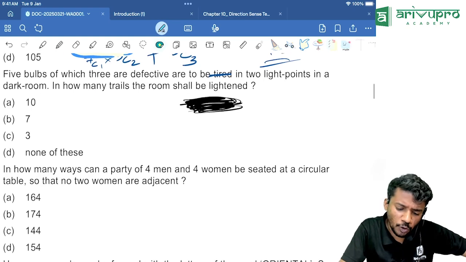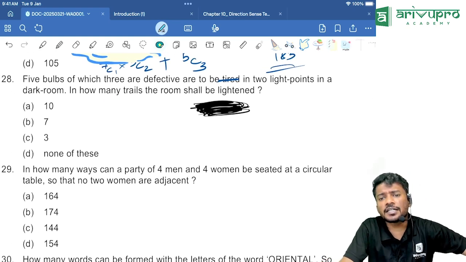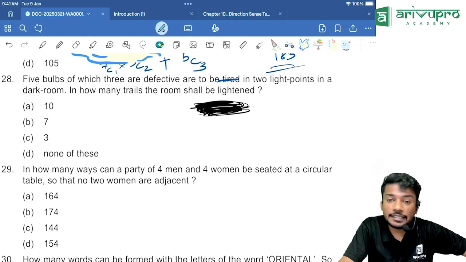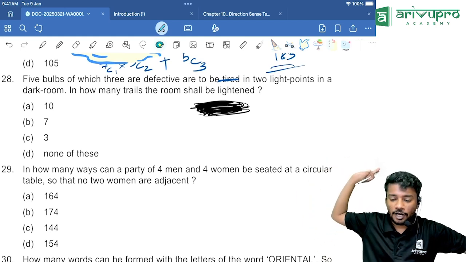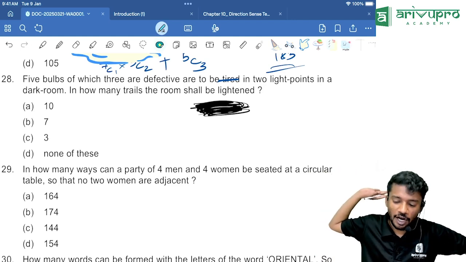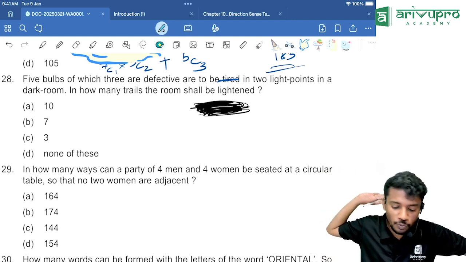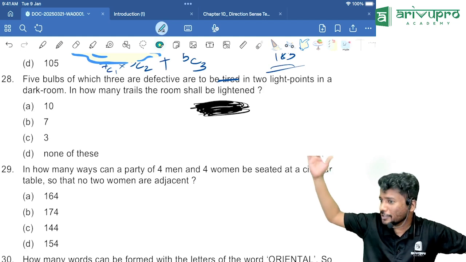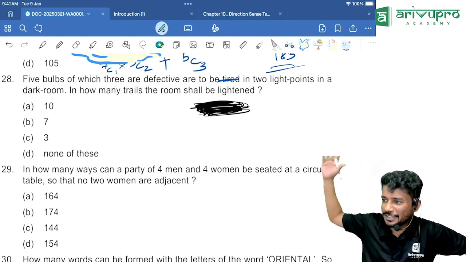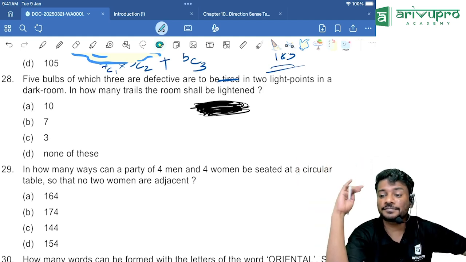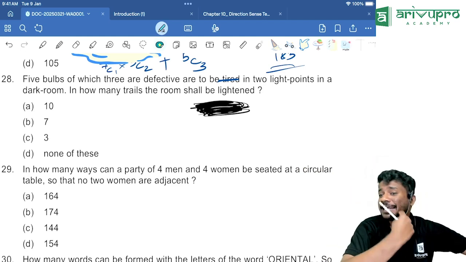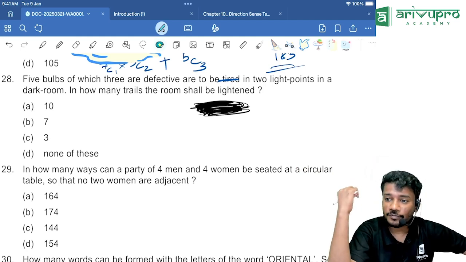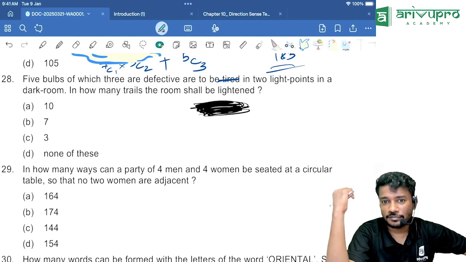So the question is, in how many trials will the room be lightened? 5 bulbs are there, 3 are defective. How many light points are there? 2 are there. Think again, think logically, you'll get the answer. Yes, how did you get 7? Like 2C1 into 3C1 plus 2C2.